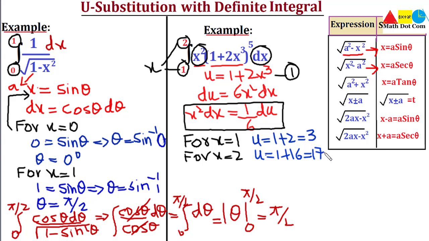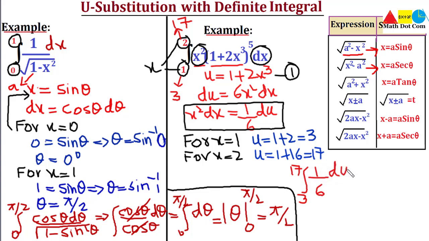Now we have to put these in the question. So let's start solving it again by putting the values there. This 1 will be replaced by 3, and this 2 will be replaced by 17. So I'll write 3 to 17 as the limit, and x square dx will be replaced by 1 over 6 du, and what is left is 1 plus 2x cube to the power 5. As we have already seen in equation 1, 1 plus 2x cube is u, so we will replace that with u power 5.